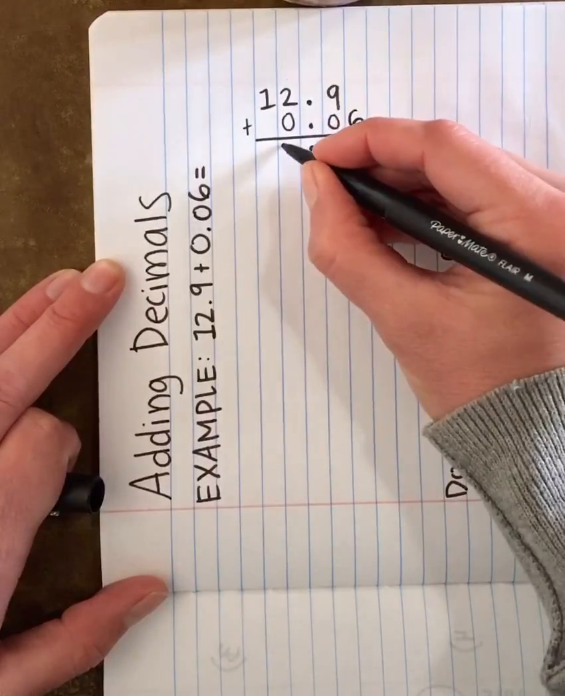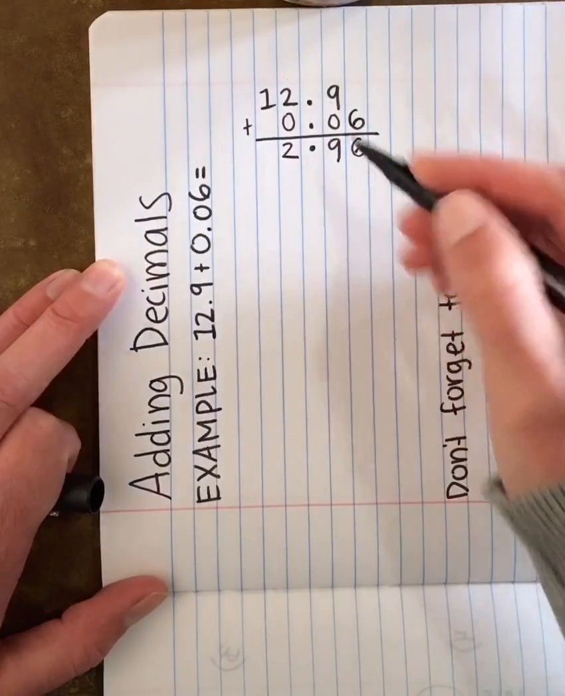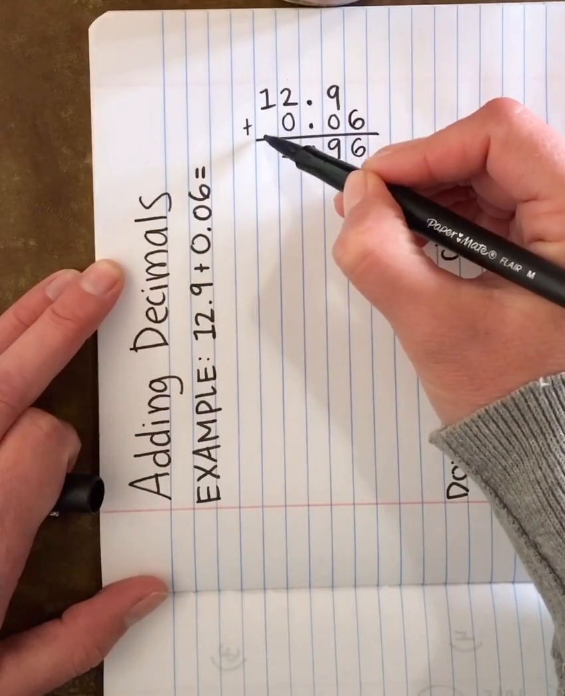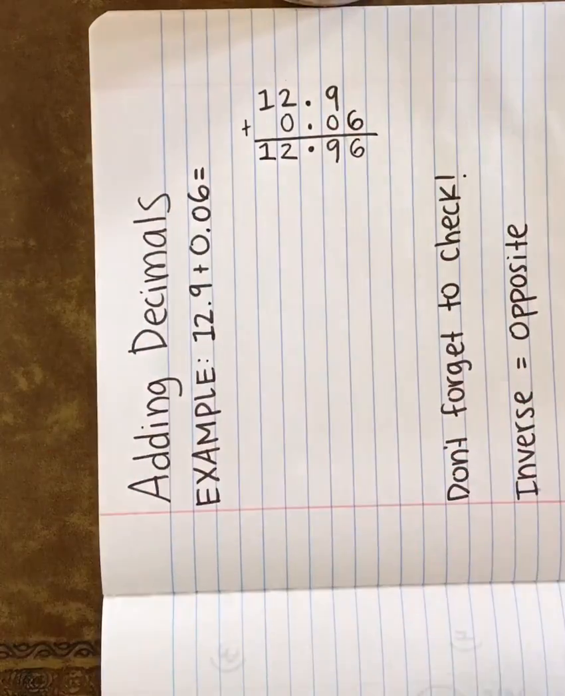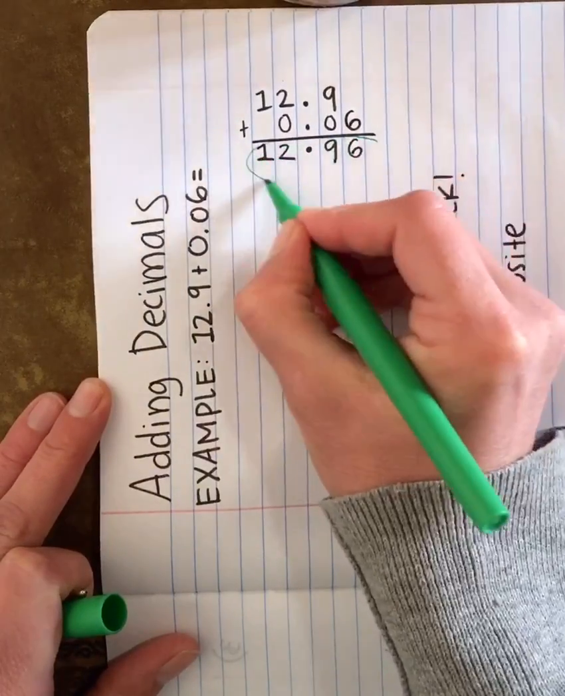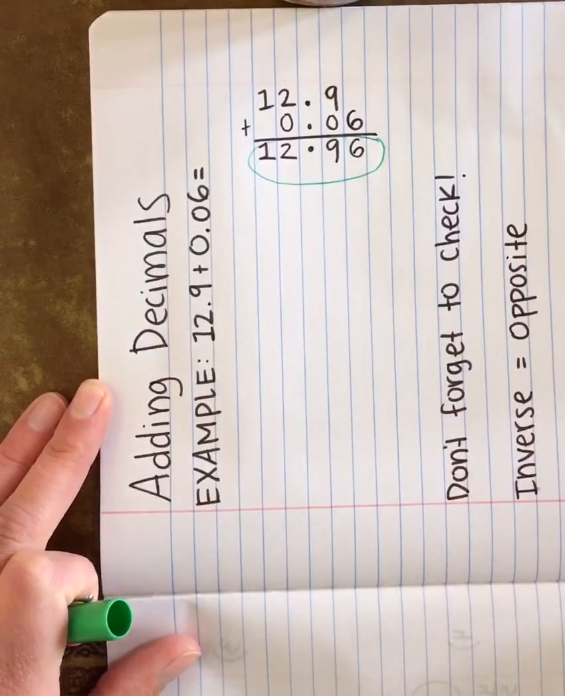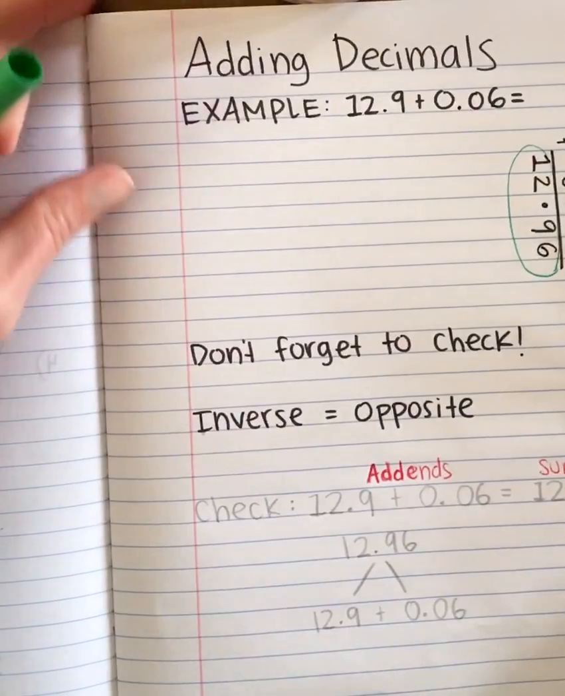2 plus 0 is 2. There is nothing to add to the 1 in my tens place, so I'll just bring that down. And my answer is 12 and 96 hundredths. But I am not done. Do not forget to check your work.